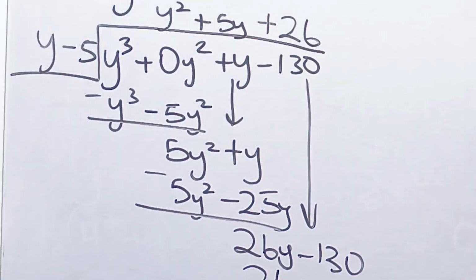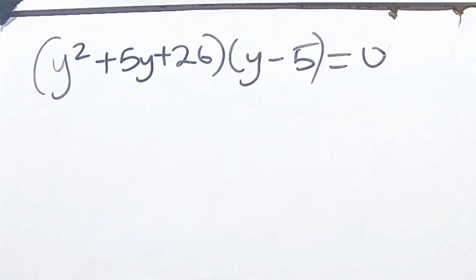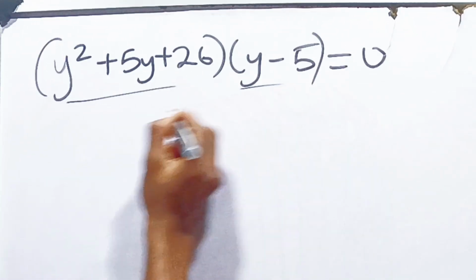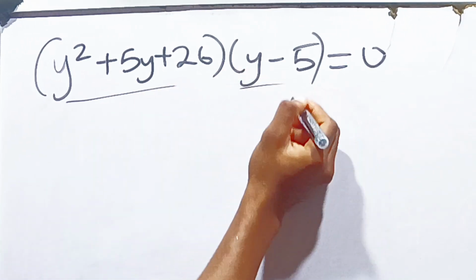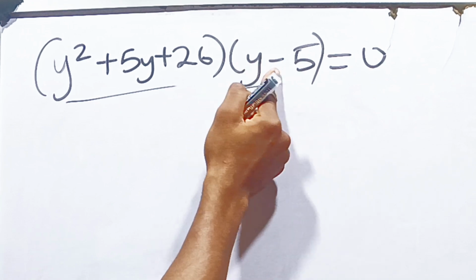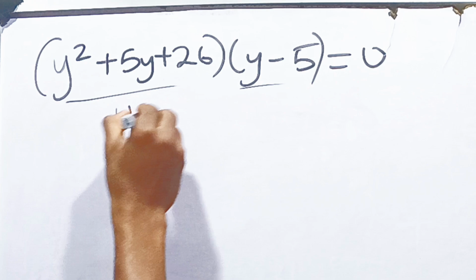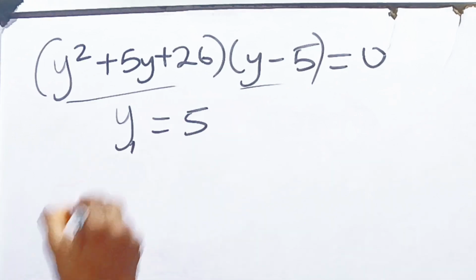Let's do that now. Moving on from here, we can say that when the product of two things is equal to 0, either the first one is equal to 0 or the second one is equal to 0. For this one, we have y minus 5 equals 0, which means y is equal to 5, which is our first answer for y.